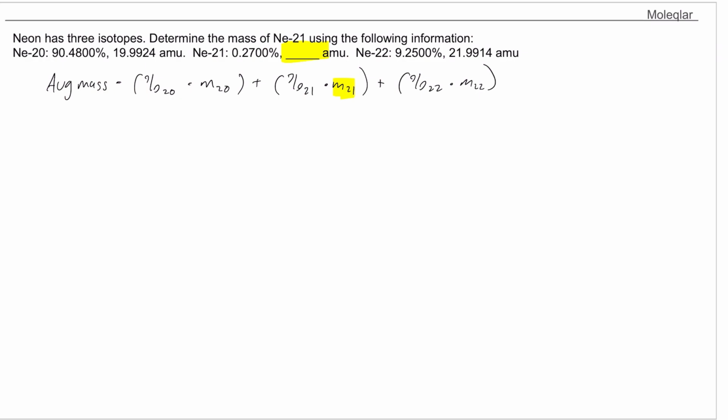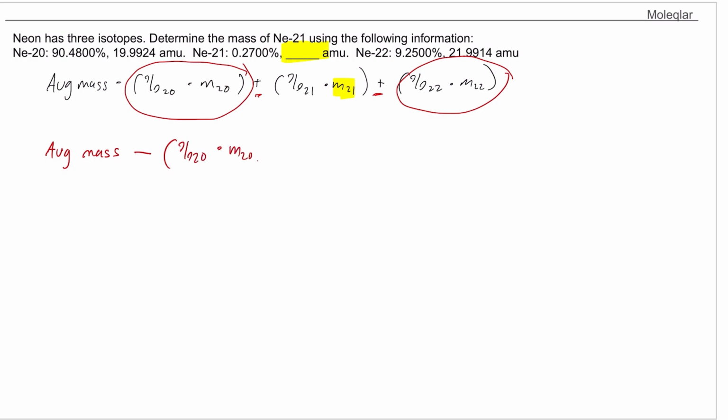All right, so what we want to do is manipulate this equation, get all the expressions on the other side, and manipulate for M21. We can see that this expression and this expression are just being added to this one over here, so we can move them to the other side and change the operator. I'm going to rewrite that as the average mass minus the percent of 20 times the mass of 20, and again, minus the percent of 22 times the mass of 22. Okay? And that's going to be equal to the percent of 21 times the mass of 21. We can get rid of all these brackets since it's now already isolated.